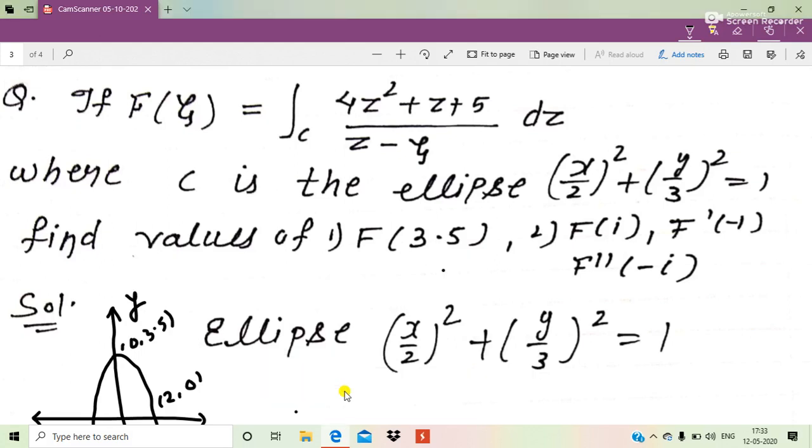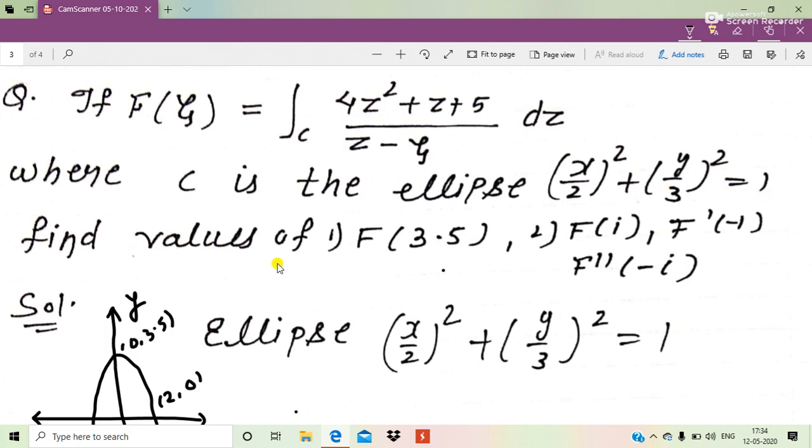Hi, in this video we are going to solve this question of Cauchy's integral formula and Cauchy's theorem. So the question is: if f of zeta is equal to the integration of (4z square plus z plus 5) upon (z minus zeta) with respect to z along the curve C, where C is the ellipse (x by 2) whole square plus (y by 3) whole square is equal to 1.